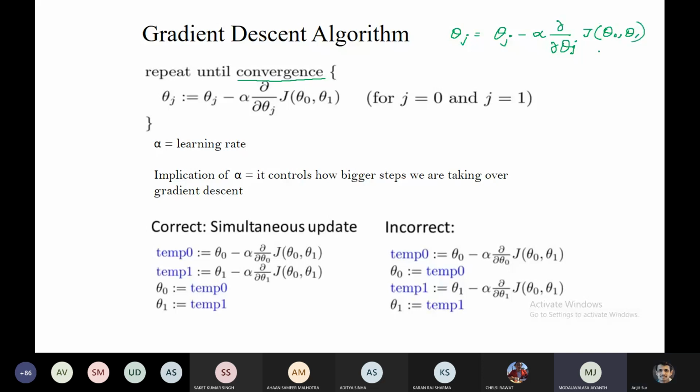Okay, now this is θ_j, where j is equal to 0 and 1. We can do this particular equation. And now one thing is important. What is α? This α is called the learning rate.